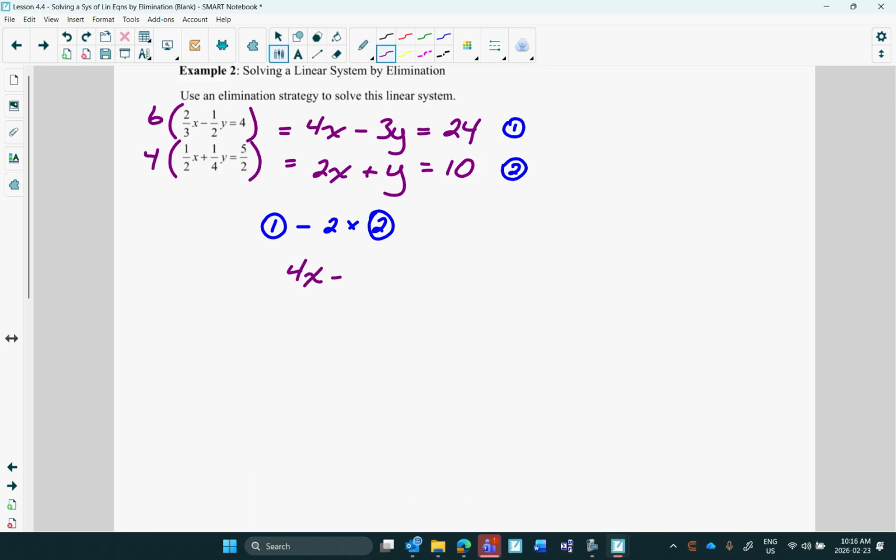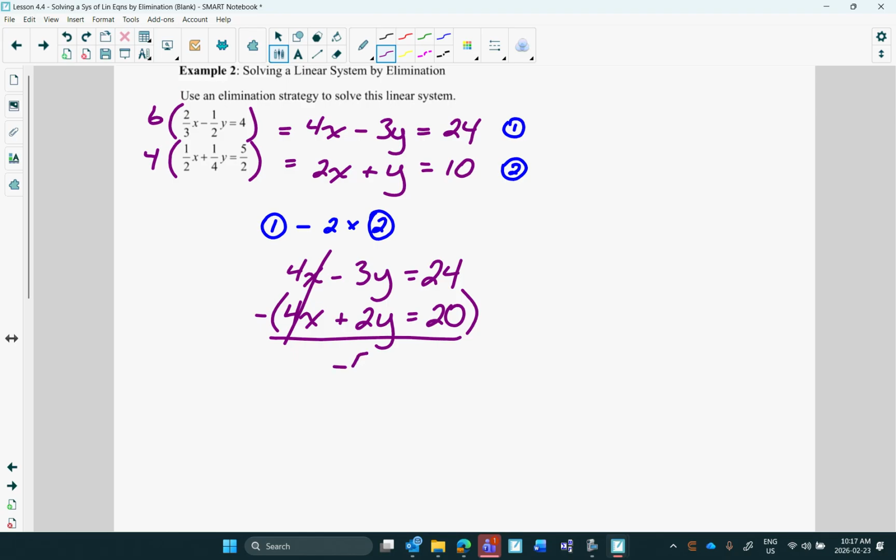So we get 4x minus 3y equals 24. And when I multiply the bottom by 2, I get 4x plus 2y equals 20. So those are gone. Negative 3y minus 2y is negative 5y. 24 minus 20 is 4. Divide both sides by negative 5.